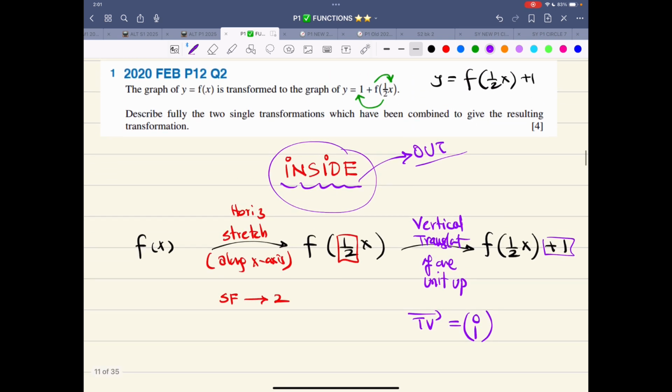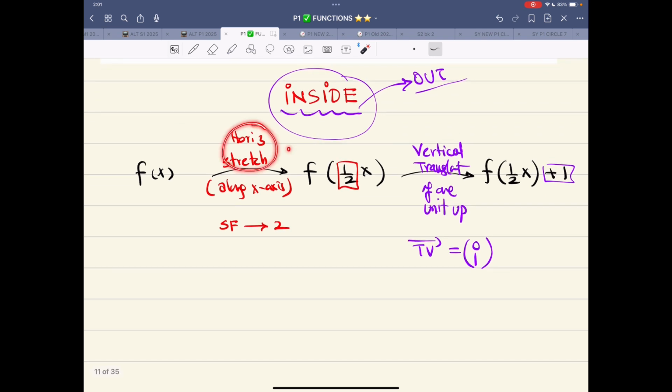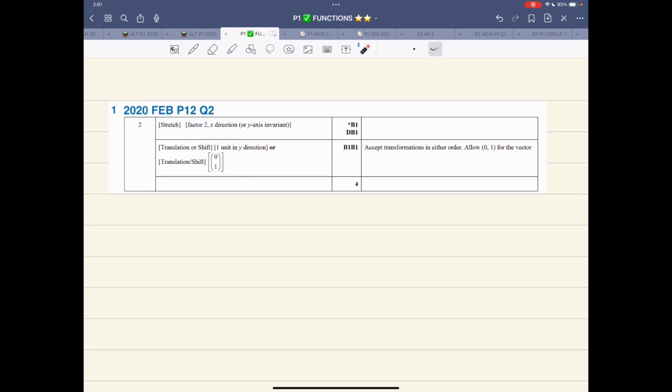Is that all that they're asking? Yes. They're asking describe fully 2 single transformations which have been combined to give the resulting transformation. 4 marks, that means 2 marks for each. 1 mark for horizontal stretch, 1 mark for the scale factor, 1 mark for the vertical translation, 1 mark for the translation vector. Let's check the mark scheme. That is this: stretch factor 2, x direction, y-axis invariant. Just ignore this thing. So this one is more than enough. It's a stretch factor 2, x direction or horizontal. And then translation, I'll skip the word shift.